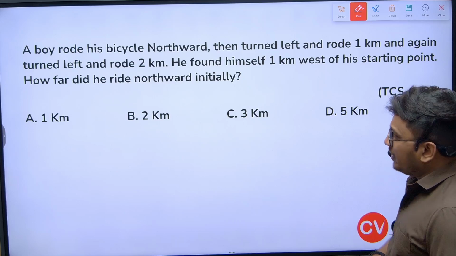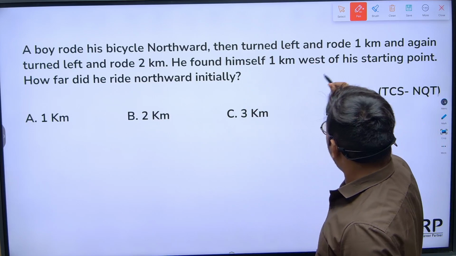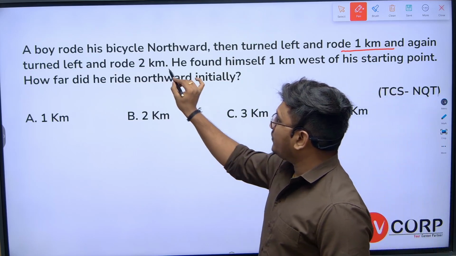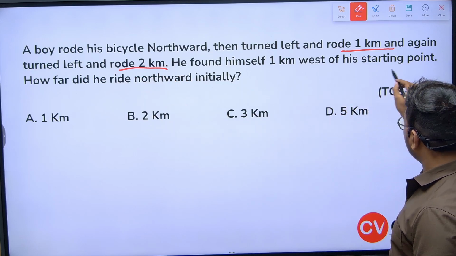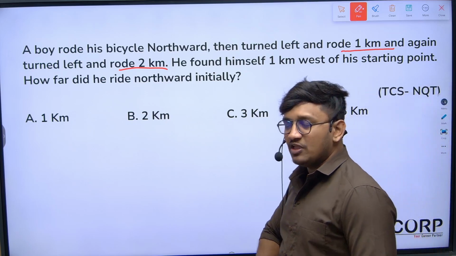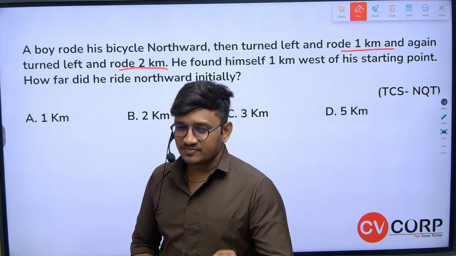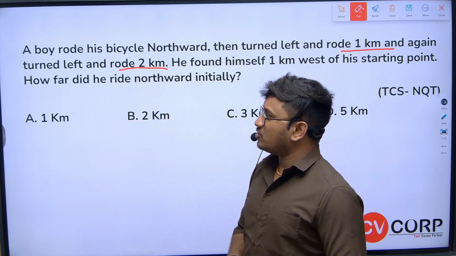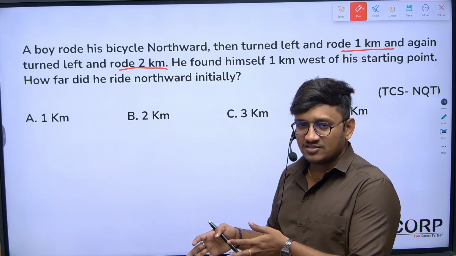A boy rode his bicycle northwards, then turned left and rode 1 kilometer, and again turned left and rode 2 kilometers. He found himself 1 kilometer west of his starting point. How far did he ride northward initially? This is also a basic question. There are high chances that you may get a good score in the concept of directions, because there is very little confusion. If you are perfect with the directions, there is no point of confusion.